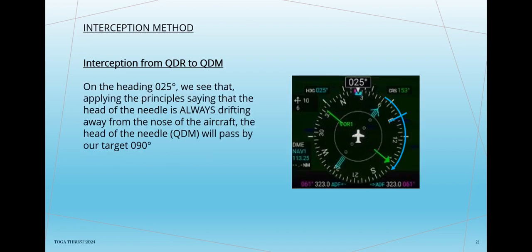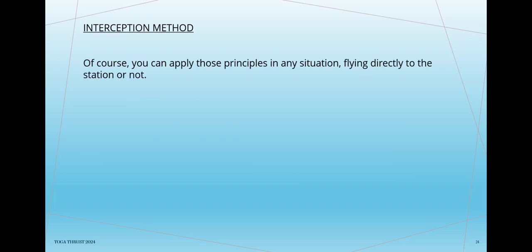On the heading 025 degrees, we see that, applying the principle saying that the head of the needle is always drifting away from the nose of the aircraft, the head of the needle, QDM, will pass by our target 090 degrees. Of course, you can apply those principles in any situation, flying directly to the station or not.